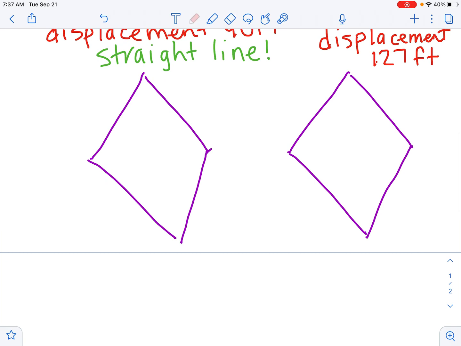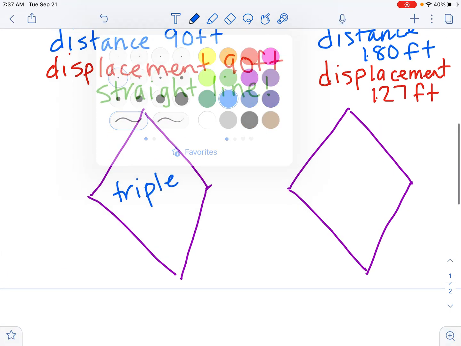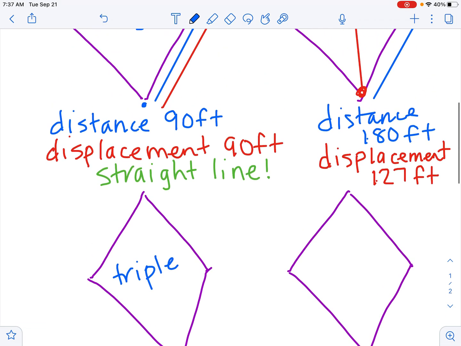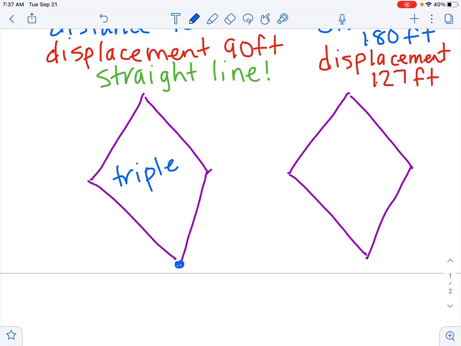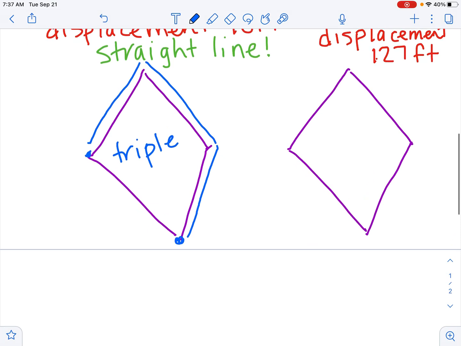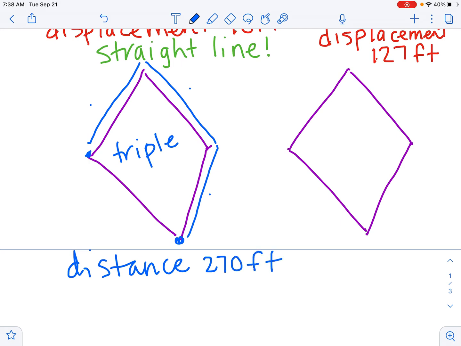Now, let's take a look at what happens when we hit a triple. All right, so here's our batter at home plate. First base, second base, third base, ends up here. So what is the distance traveled? The distance traveled will be 90, 180, 270. So the distance traveled is 270 feet because the distance between each plate is 90.